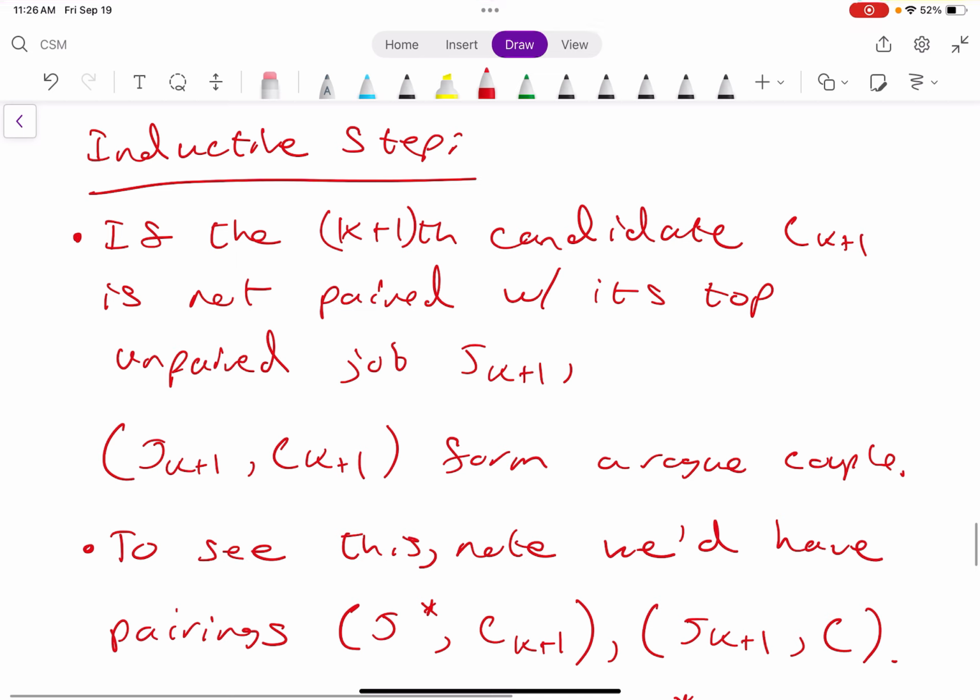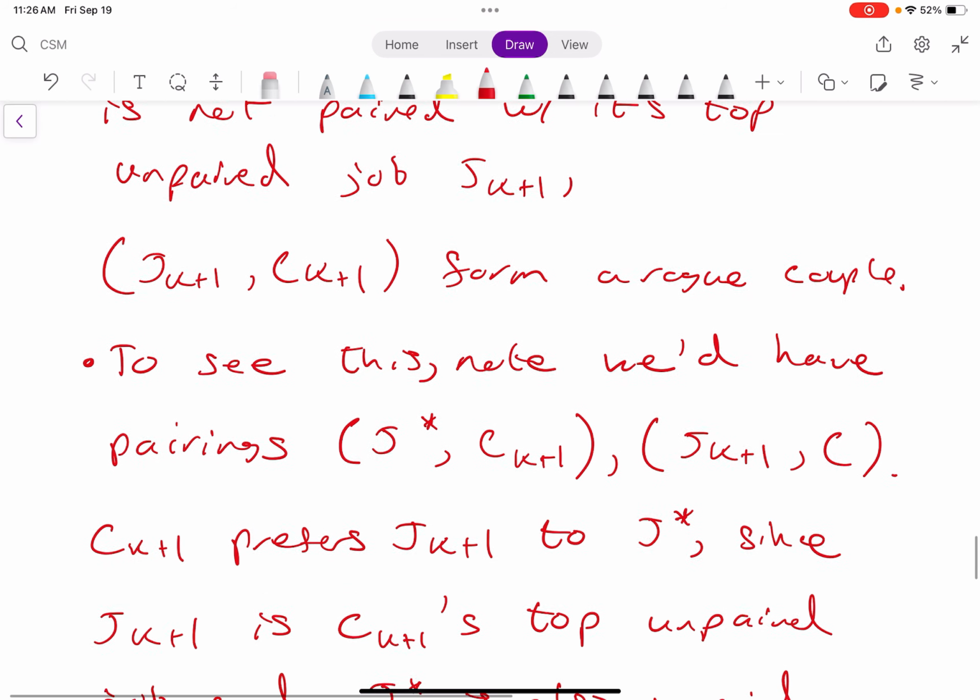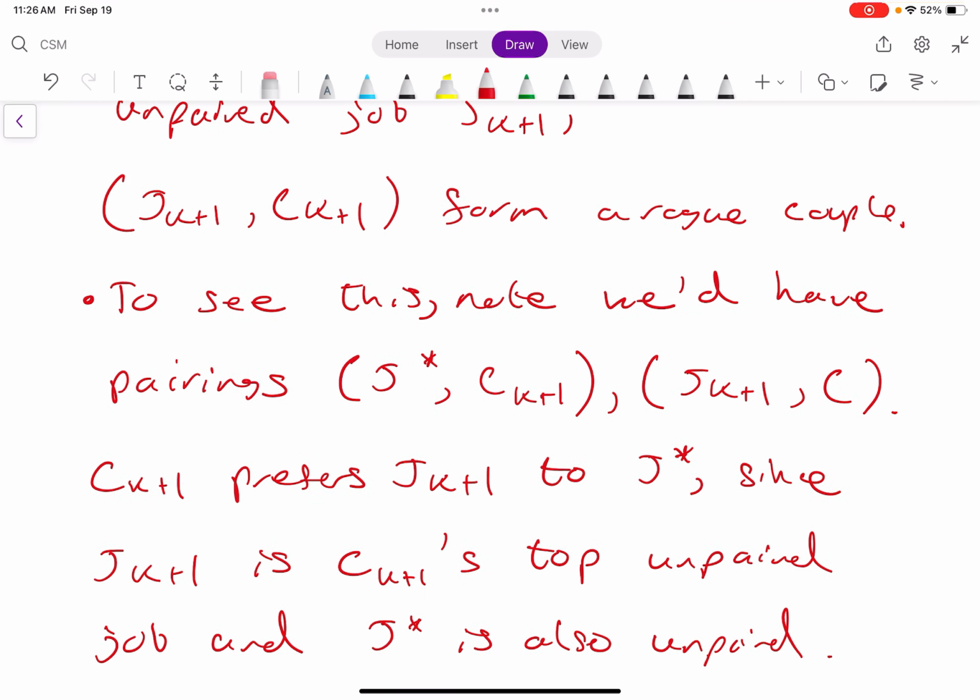Now for our inductive step. If the k plus 1th candidate is not paired with its top unpaired job, j sub k plus 1, we know that j sub k plus 1 and c sub k plus 1 form a rogue couple. And to see this, note that we have pairings j star c sub k plus 1 and j sub k plus 1 c.